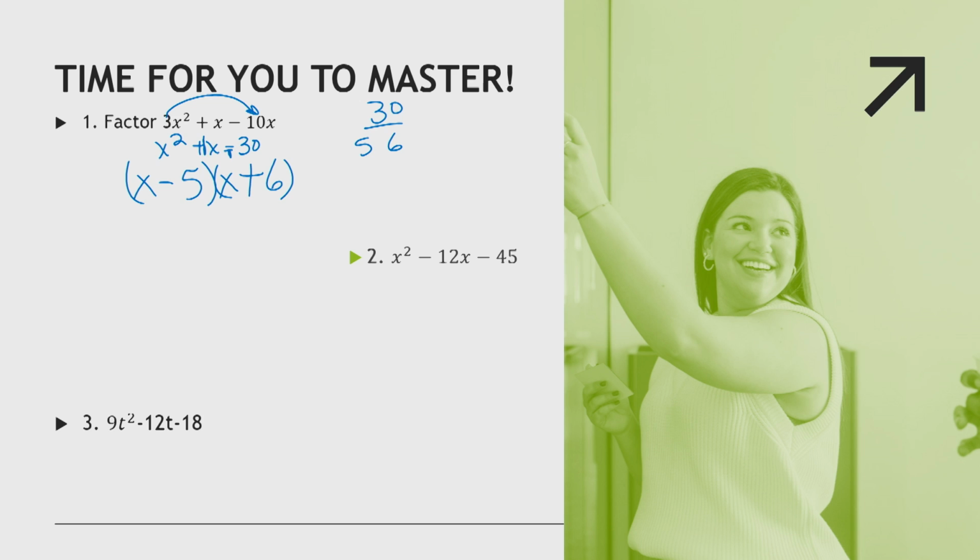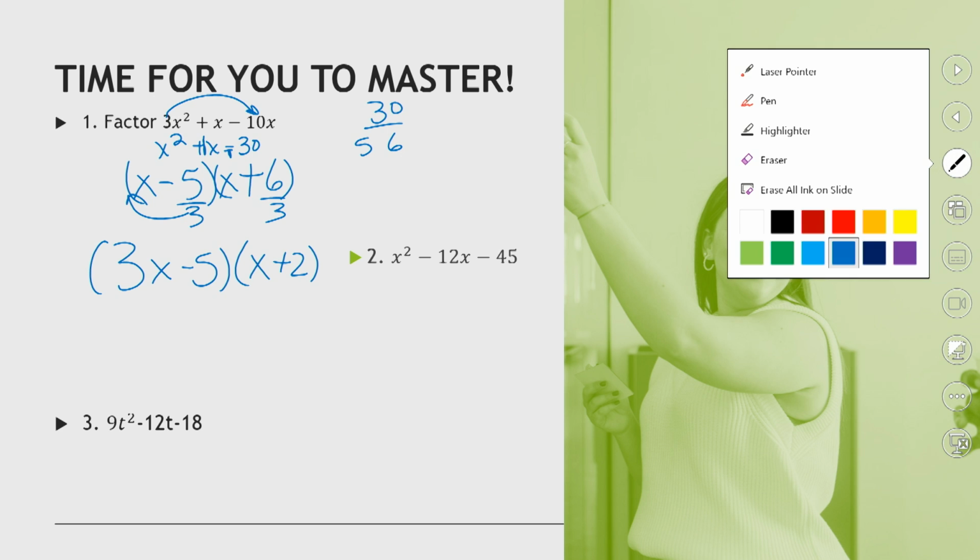I started this out by multiplying the 3 in, so I'm going to divide the 3 back out. So my 5 over 3 does not reduce, so my bottom comes up, and I have 3x minus 5. 6 over 3 does reduce, and I have x plus 2. To make sure that we do the math right, we can always go back and FOIL it. All right, so then let us try our next one.